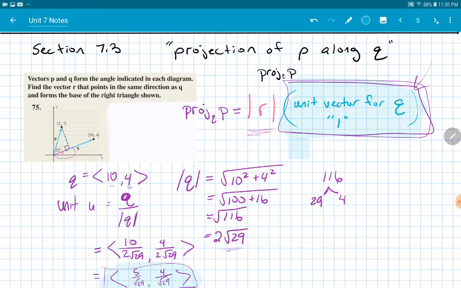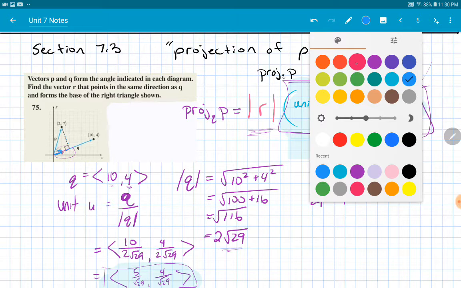So it's like this little thing, whatever the length of 1 would be. But I want to go the whole length of R, so I have to find the length of R and multiply it by that unit vector. So let's do that one.